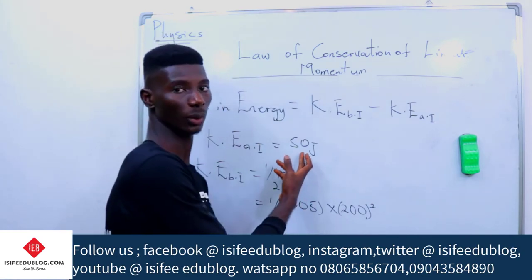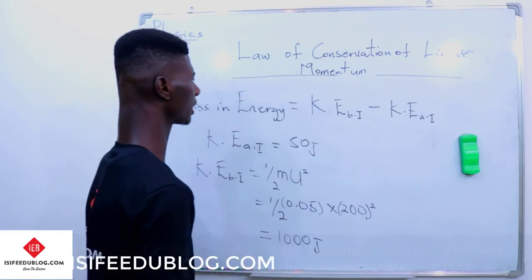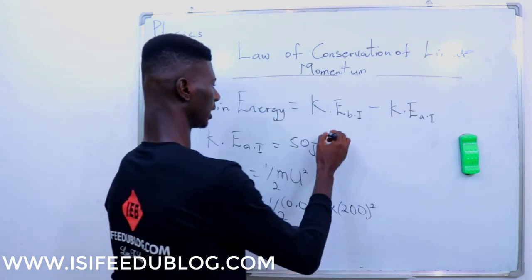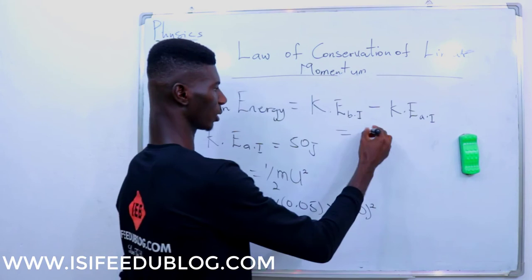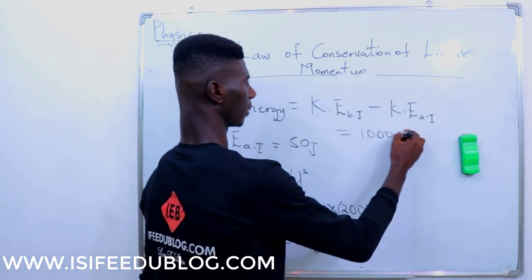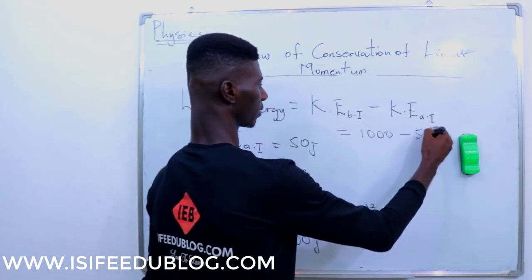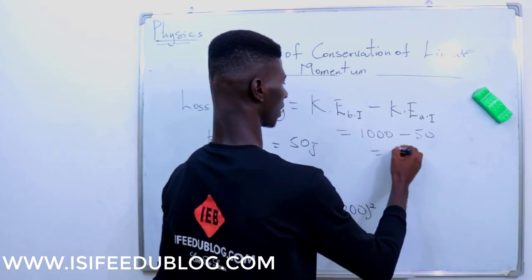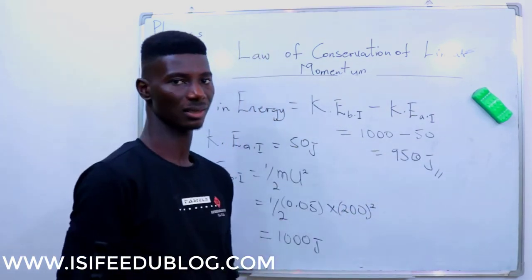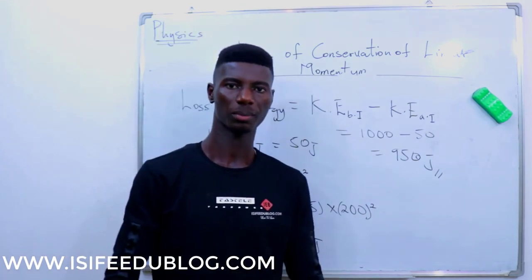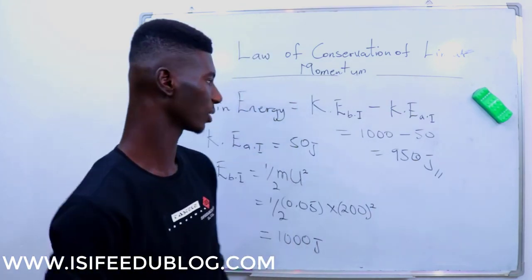While we have this as 50. So if we put it here, the energy lost is simply the kinetic energy before, which is 1000, minus this, which is 50. So that will give us 950 joules. So it's as easy as that. It's just your ability to understand what the question is talking about.